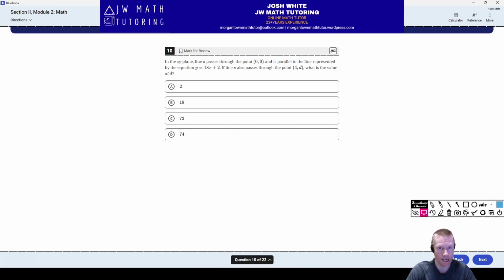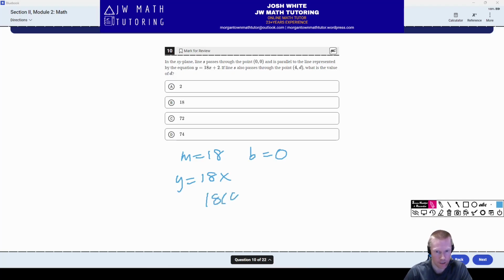Next up, question number 10. Here we have a line going through the origin, and it's parallel to this equation. Notice the slope of this line is 18, so the slope of our line is also 18. We also know its b value is 0 because right here it tells us it goes through the origin. So this line is just going to be y equals 18x. Basically we want to know when x is 4, what's the y coordinate? You could just go 18 times 4, which is 72. So the correct answer for this one, D, is 72.